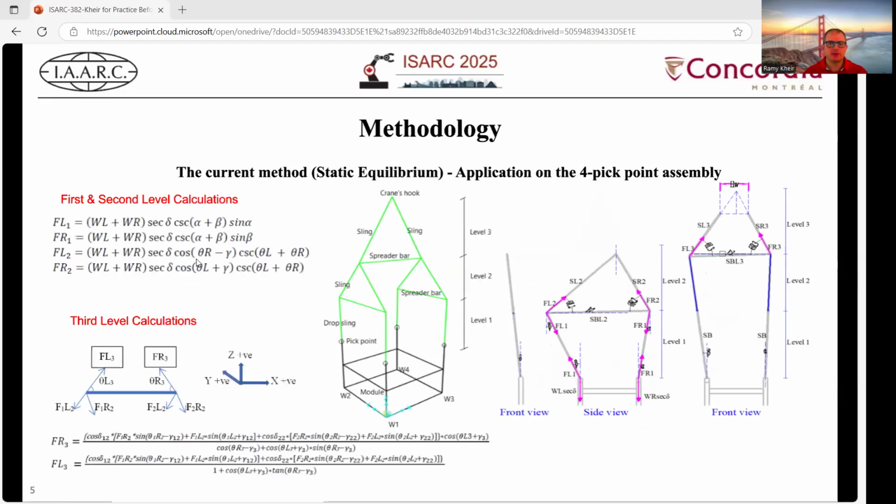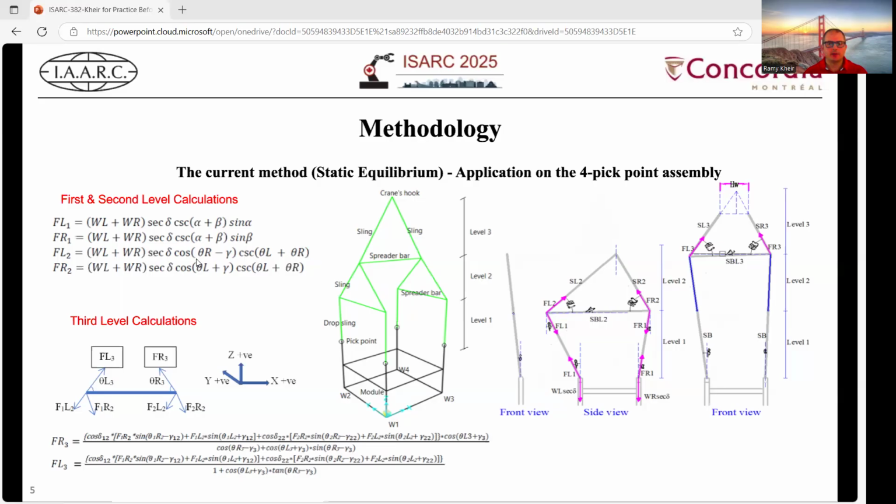The 4-peak point assembly consists of 3 levels. The calculation starts from bottom to top. So by considering the free body diagram of the module with the applied forces, which are the self-weight and the drop sling forces at the first level, and by assuming equilibrium, the summation of forces should be equal to 0. And the sling forces at the first level are computed. In a similar approach, the free body diagram of the spreader bar at the second level is considered, and by applying the equilibrium equations, the sling forces at the second level were calculated. Here are the equations of the 4 sling forces at the first and second levels.